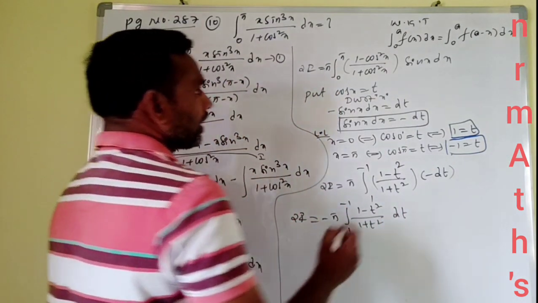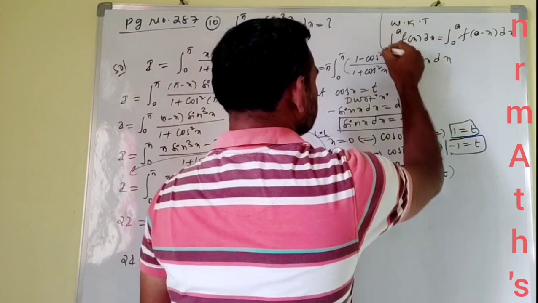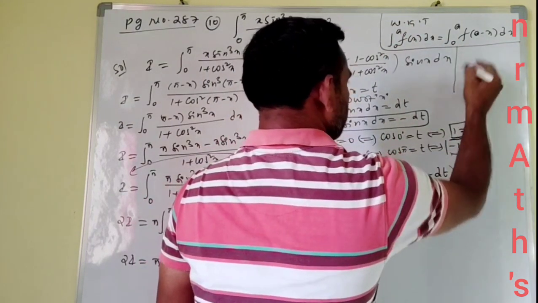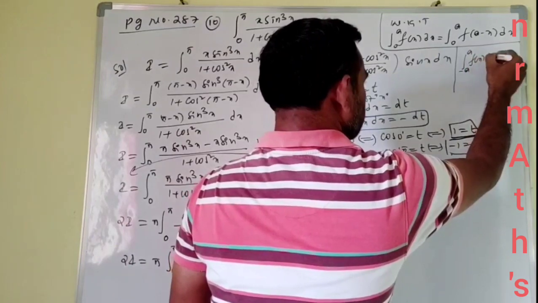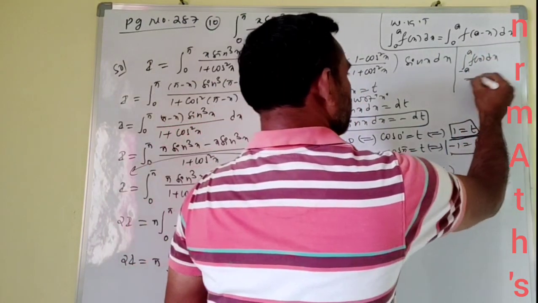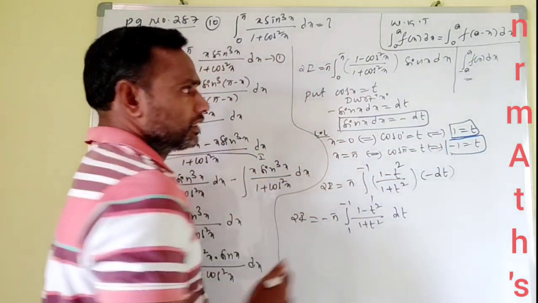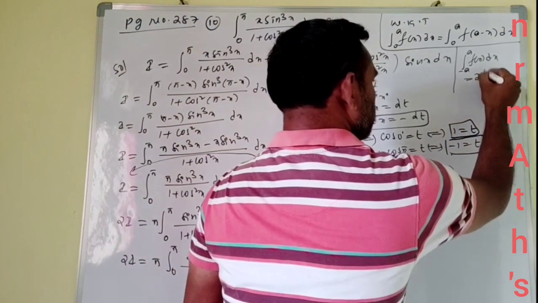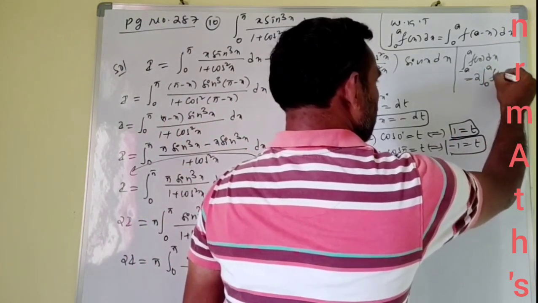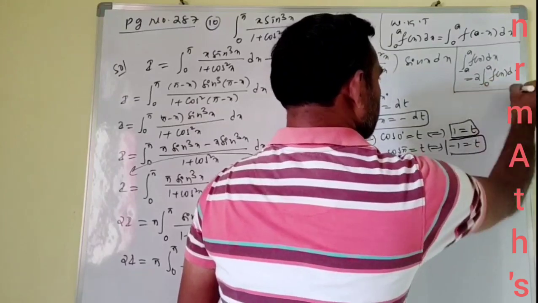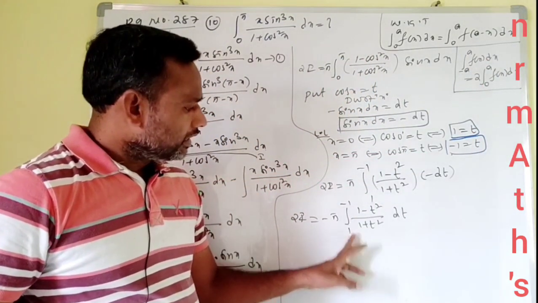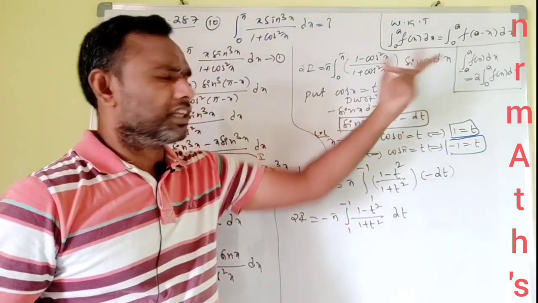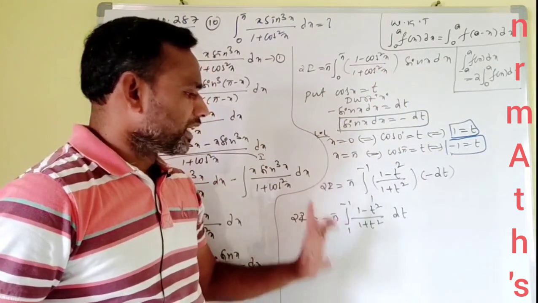Now we know another formula here: the integral from minus a to plus a of f of x dx. If f of x is an even function, then the answer is 2 into the integral from 0 to a of f of x dx. Here also, the limits are minus a to plus a, or as you wish, 1 to minus 1.